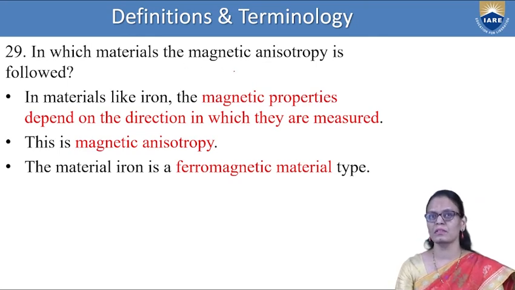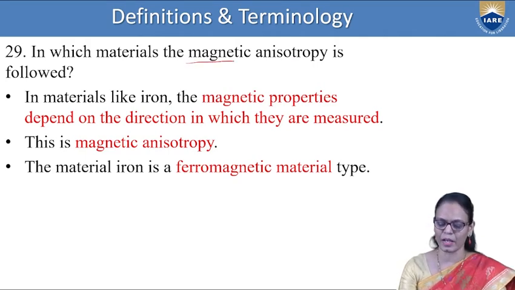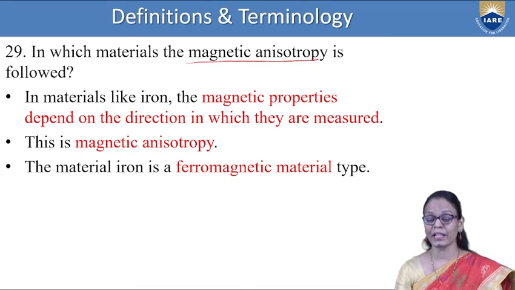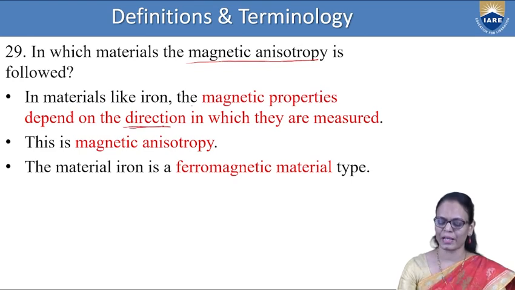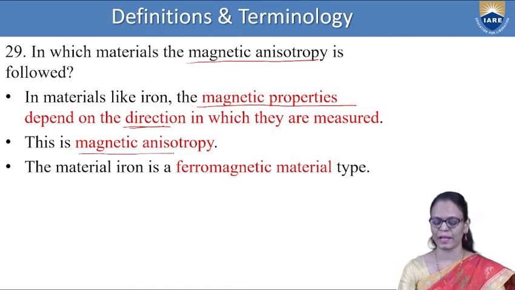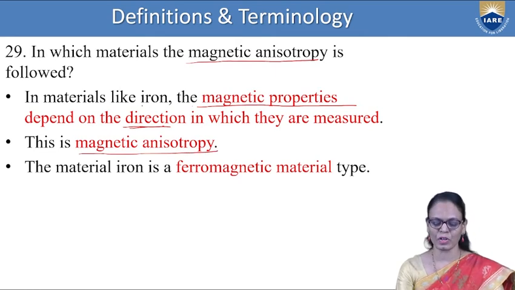In which materials is magnetic anisotropy observed? What is this magnetic anisotropy? In materials like iron, the magnetic properties depend on the direction in which they are measured. If the direction changes, the magnetic properties change. It all depends upon the direction in which they are measured, so we call it magnetic anisotropy. Iron is a ferromagnetic material, and in ferromagnetic materials, generally we see this magnetic anisotropy.